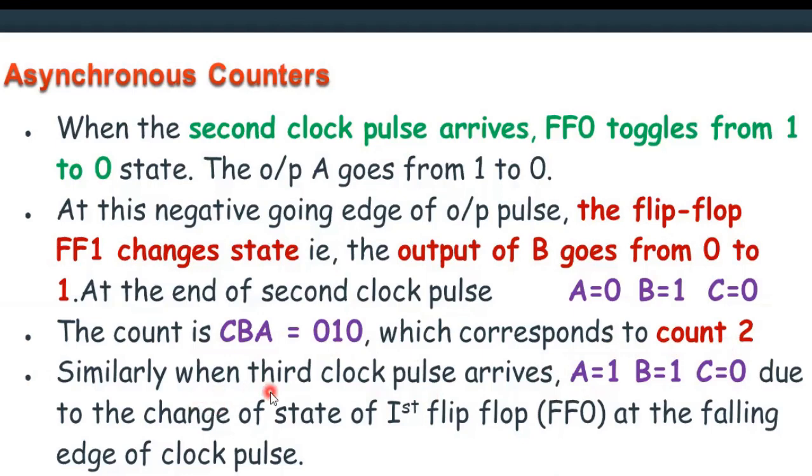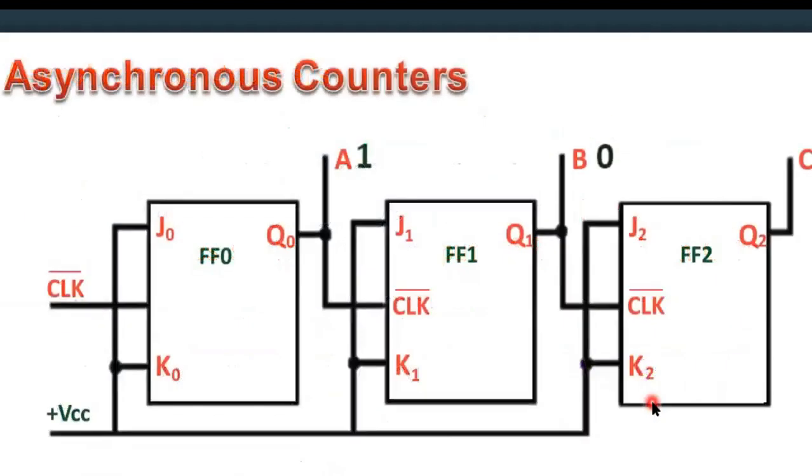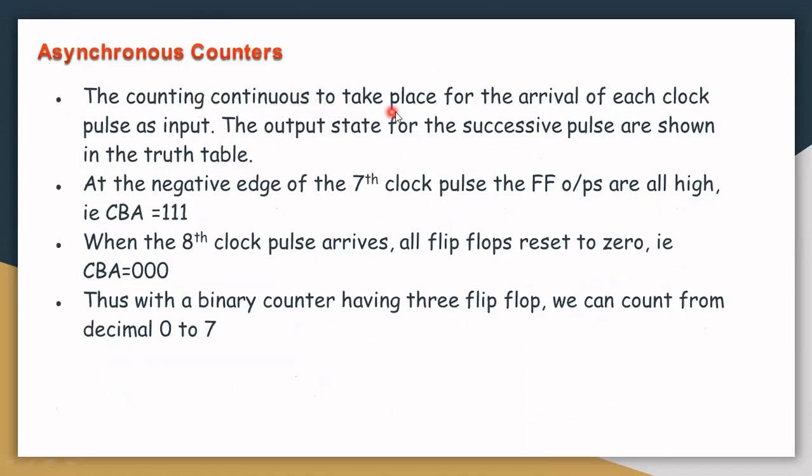Similarly, when the third clock pulse arrives, A changes to 1, B remains the same, C is equal to 0. So after the third clock pulse, the output or count CBA is 0, 1, 1, which corresponds to count 3. So the counting continues to take place for the arrival of each clock pulse as input. The output states for the successive pulses are shown in the truth table. I will show it soon. At the negative edge of the 7th clock pulse, the flip-flop outputs are all high. That is, CBA is equal to 1, 1, 1.